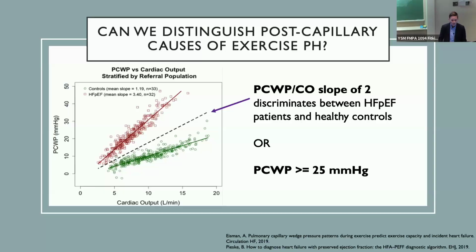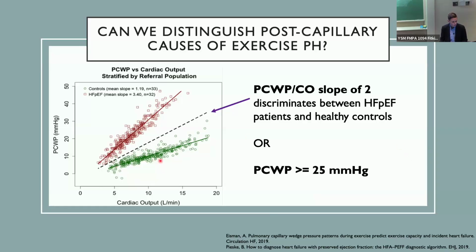On that note, it's important to recognize that the pressure to cardiac output slope may be abnormal in the setting of pulmonary vascular remodeling or left-sided cardiac dysfunction. And it's important to think about how to distinguish between left and right-sided contributions to disease. So this figure shows how the pulmonary capillary wedge pressure to cardiac output slope can help and may be more informative than a single resting wedge measurement.